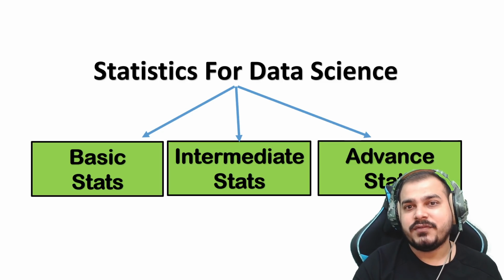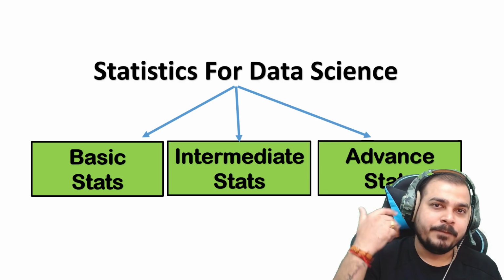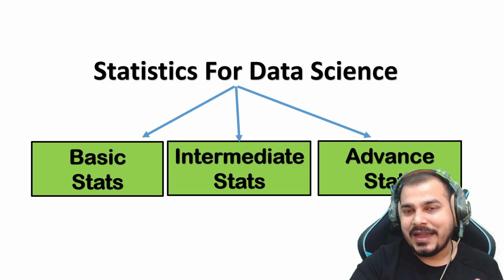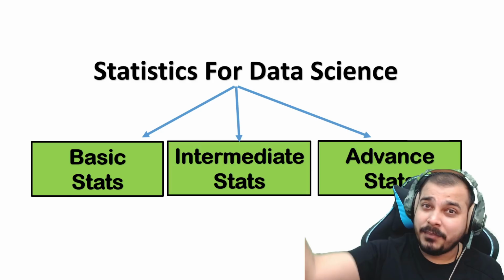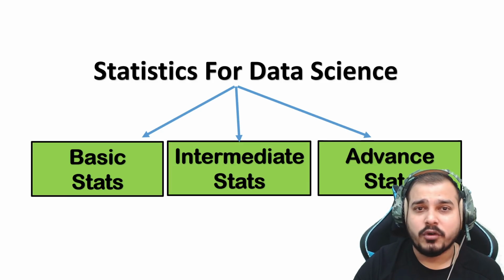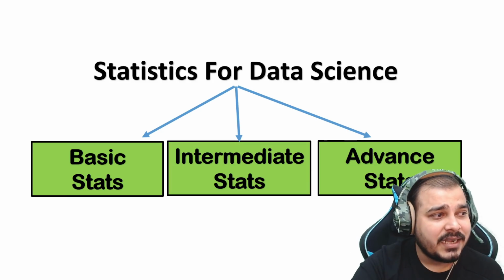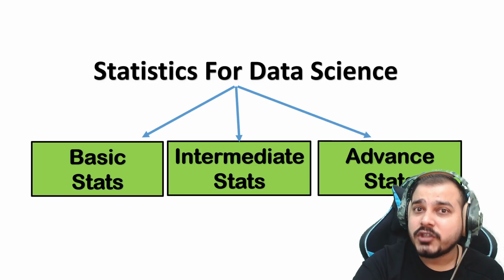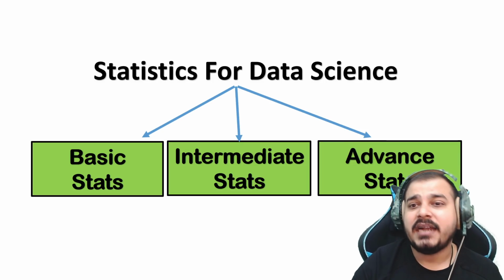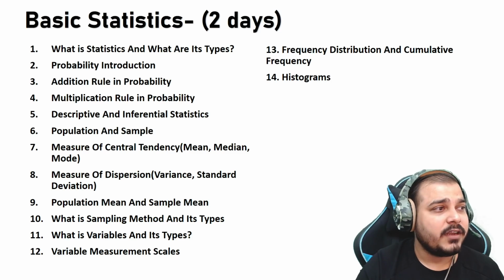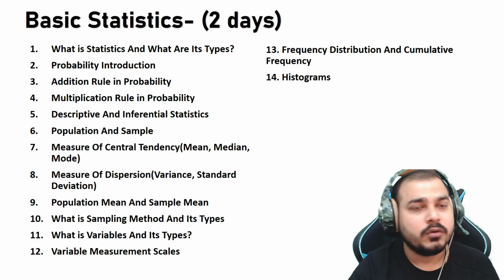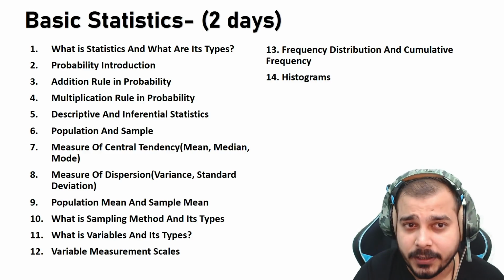In statistics for data science or data analyst, our target is that I'll be giving you the advanced material, everything for becoming a data scientist. If you are planning to become a data analyst also, it will be more than sufficient. So here, I have divided the entire statistics part into 3 parts: basic stats, intermediate stats and advanced stats. The first step is to cover the basic stats part.